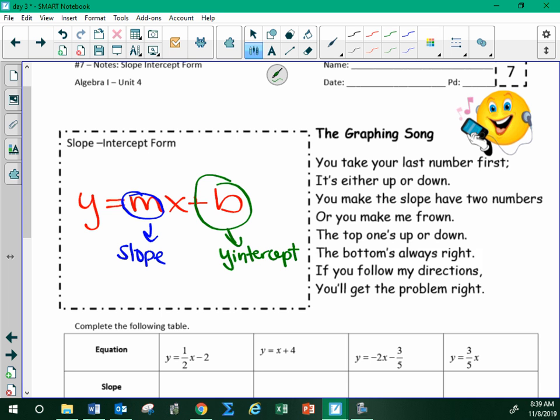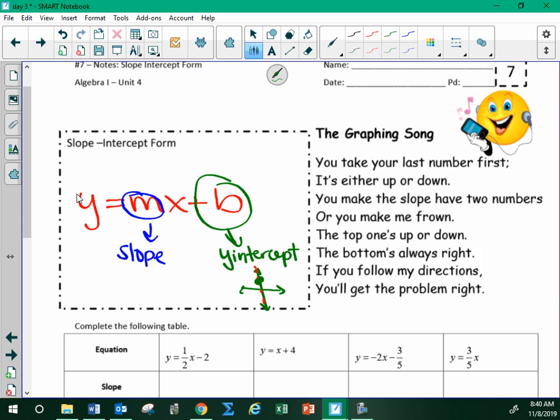Y-intercept. Who remembers what a y-intercept is? Where the point crosses the y-axis. It's where it crosses the y-axis. So if I'm looking on my graph, the y-intercept is where it crosses your y-axis. It might be positive, it might be negative, it might be 0. That's where it crosses our y-axis.